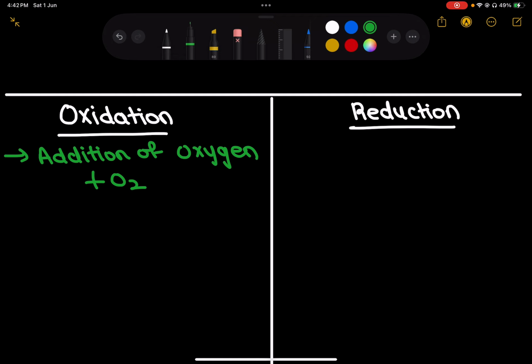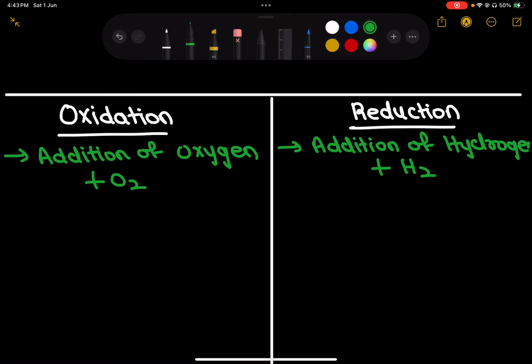Okay, and in reduction it is addition of hydrogen. Not oxygen but hydrogen. Addition of hydrogen or oxygen in what? In an element, in a compound, or basically in a reaction. Okay, so here it is plus H2. You will understand this better by examples, but make sure that you get it clear that addition of oxygen is oxidation, addition of hydrogen is reduction.